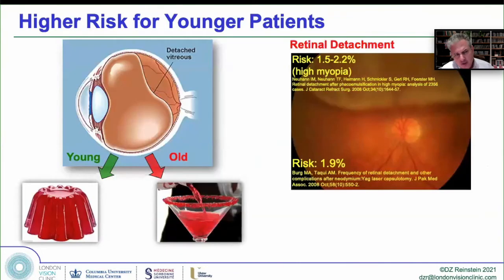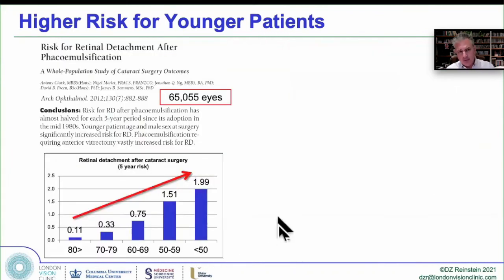Let's focus in on the biggest problem with clear lens exchange, particularly in myopic eyes. The vitreous of the young is different from the old. And this means that the rate of retinal detachment decreases the older the patient is when they have their phacoemulsification.